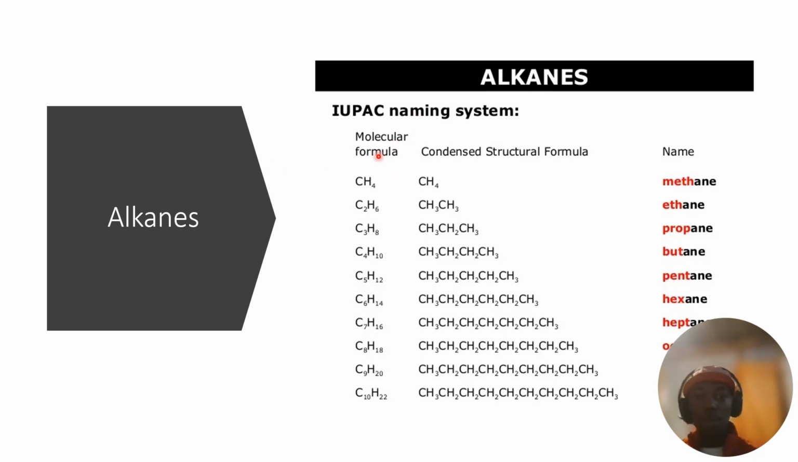So you need to memorize these, from the compound that has one carbon atom to a compound that has 10 carbon atoms, right? So basically, it's methane, ethane, propane, butane, and all that. You're supposed to understand and know this concept, guys, because it's examinable.